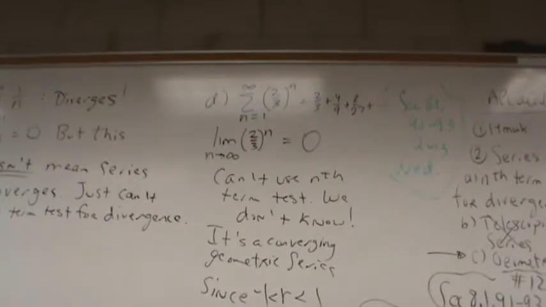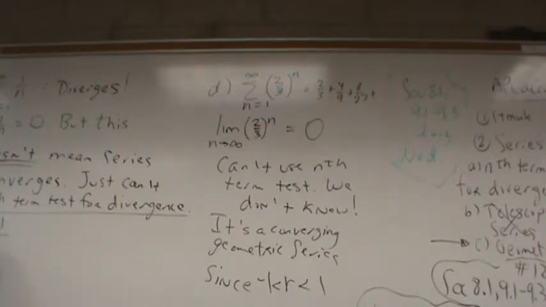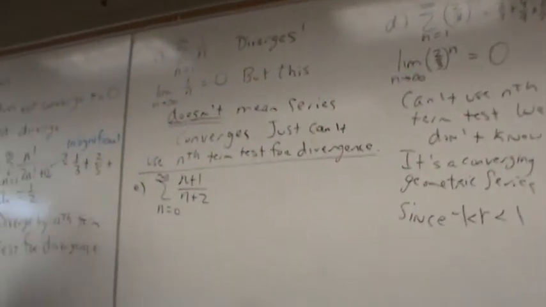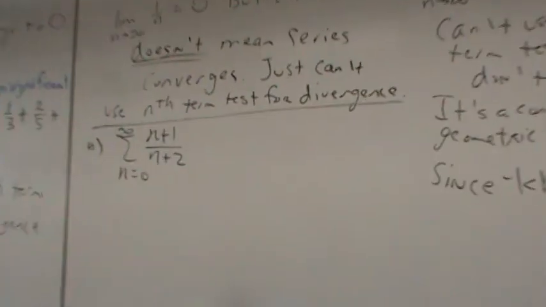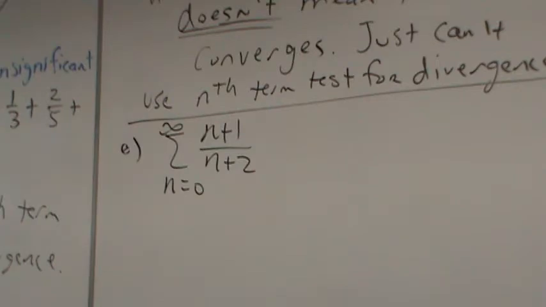Can I give you one more problem? And then I'm going to go to geometric series, which actually we've already talked about, so you should be good on that. But here, how about the sum as n goes from 0 to infinity of n plus 1 over n plus 2? Please answer yes or no. Does this diverge by the nth term test for divergence, or are we clueless?